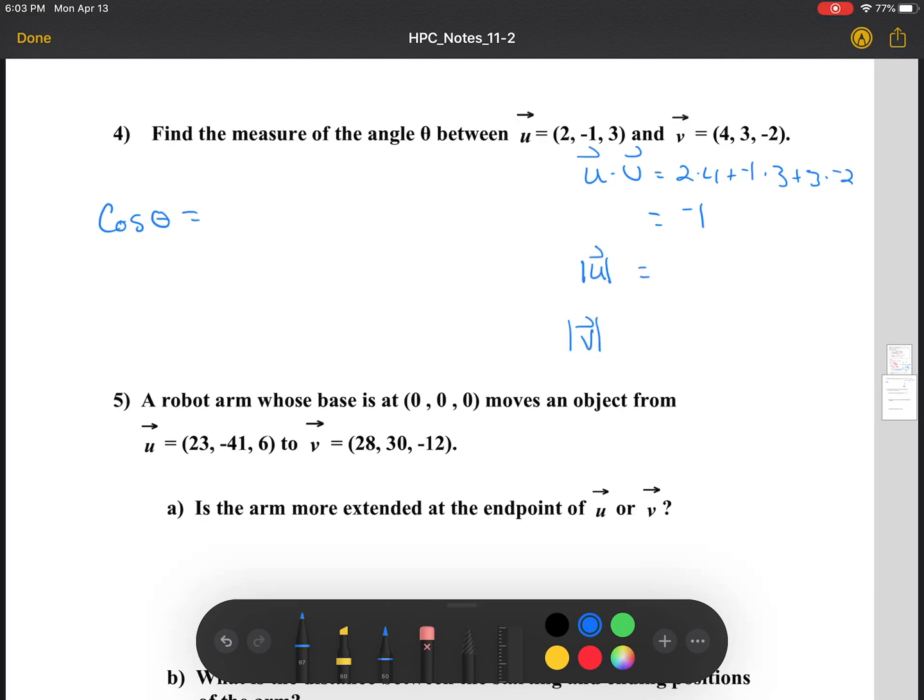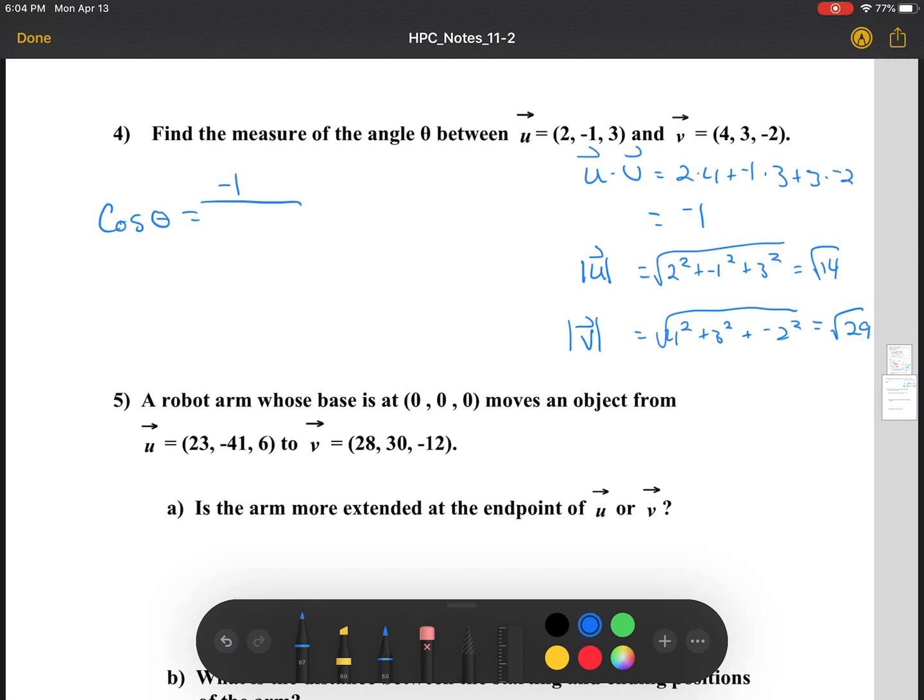All right, when we find our u absolute and our v absolute, our magnitude, 2 squared plus negative 1 squared plus 3 squared. This one's going to be 4 squared plus 3 squared plus negative 2 squared. When you square them and add them up, you get the square root of 14. Okay, because remember we have to do this as well. I got the square root of 29.